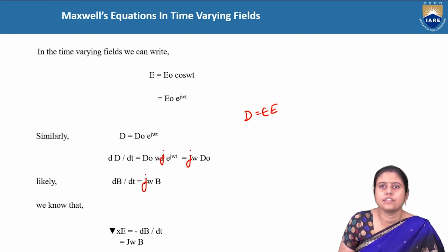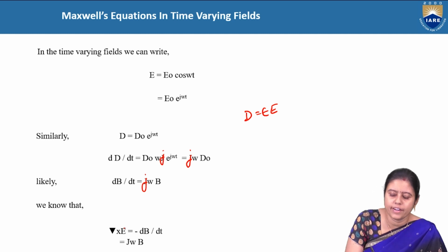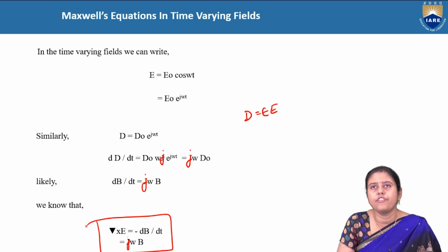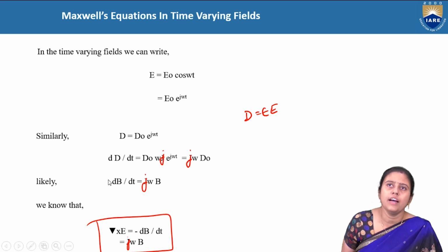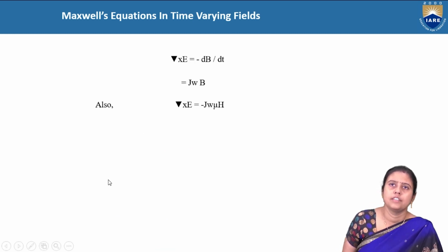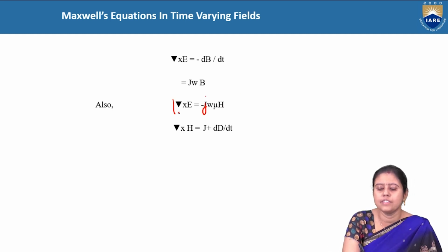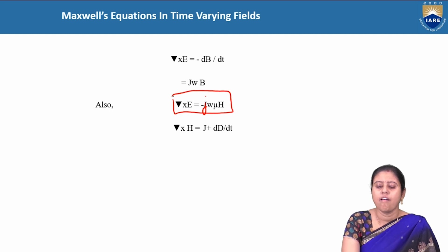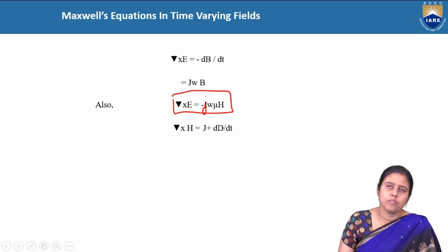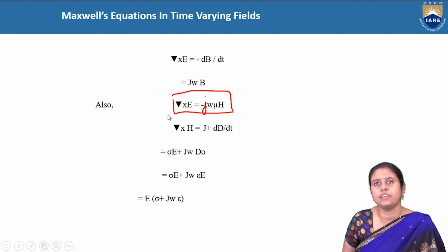So grad cross E is equal to minus del B by del T, which is equal to minus j omega B. This is the modified Maxwell's equation in the time varying field. Similarly, we can get grad cross E is equal to minus j omega mu H. It is the time varying equation for a magnetic field.